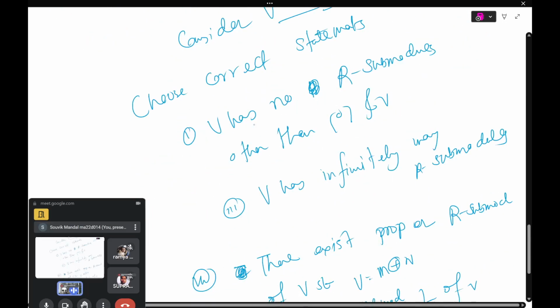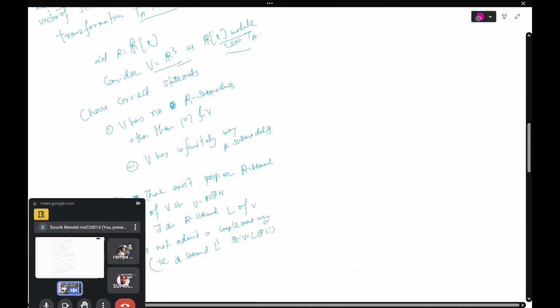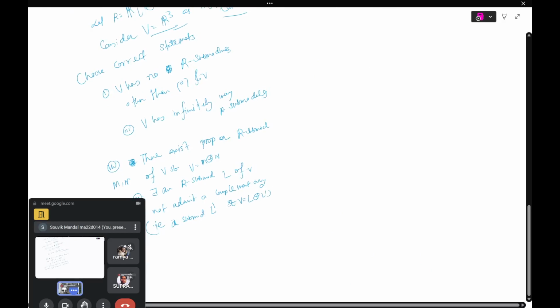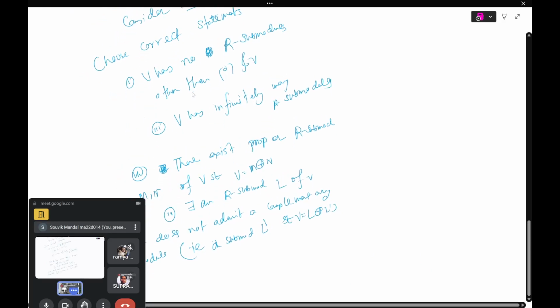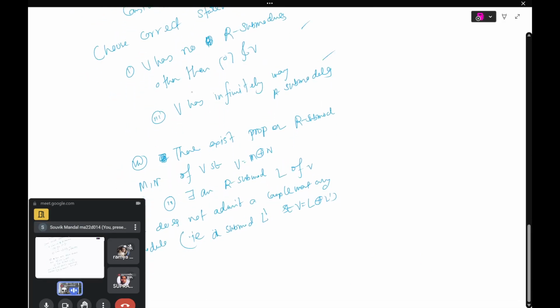Now there are four options. The first option is V has no R[x]-submodules other than 0 and V. The second option is V has infinitely many R[x]-submodules. The third option is there is a proper R[x]-submodule M of V such that V is isomorphic to M. The fourth option is there is a submodule L of V that does not admit a complementary submodule, that is, there does not exist any submodule L' such that V is equal to L plus L'. So these are the questions.